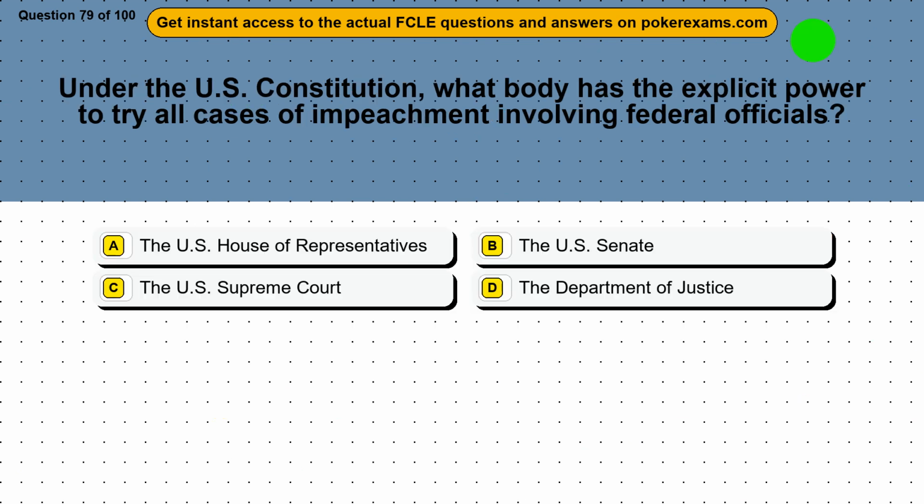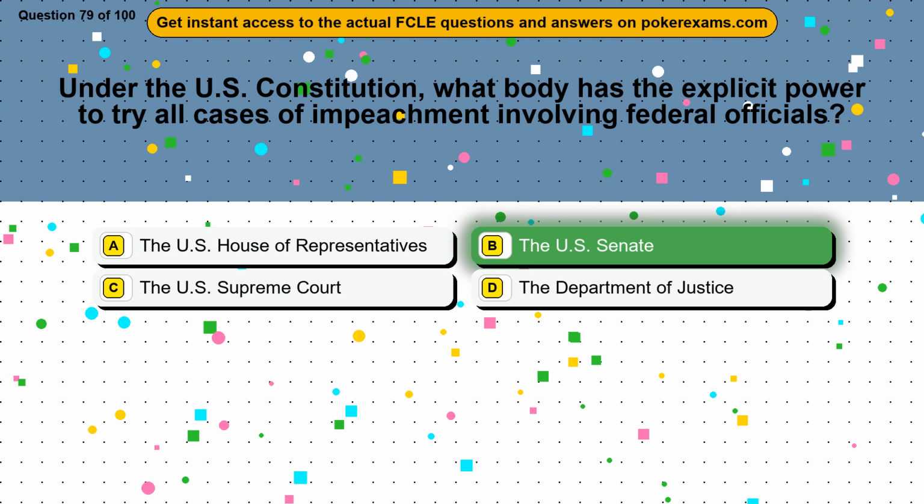Question 79. Under the U.S. Constitution, what body has the explicit power to try all cases of impeachment involving federal officials? Option A, the U.S. House of Representatives. Option B, the U.S. Senate. Option C, the U.S. Supreme Court. Option D, the Department of Justice. The correct answer is option B, the U.S.